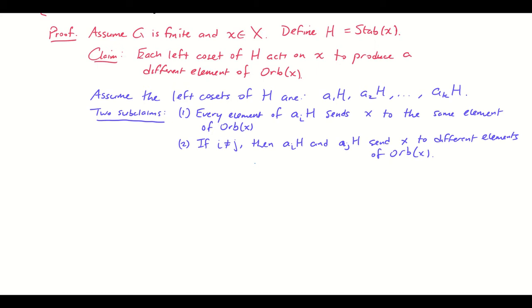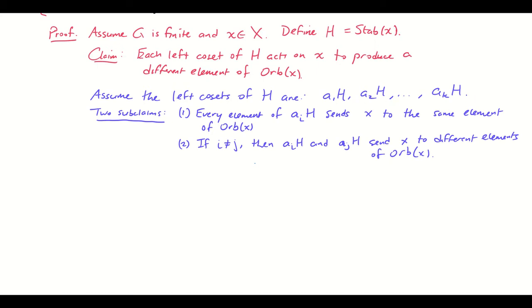I also know, if I can prove these two subclaims, that each of these cosets, this one, all the way up to this one, is going to send x to a different element of the orbit. One of them, by the way, is going to send x directly to itself. x is part of the orbit, and whichever one of these cosets is just h, that is the identity coset, that's going to be the one that sends x to x. But each of the other cosets will send x to a different element.